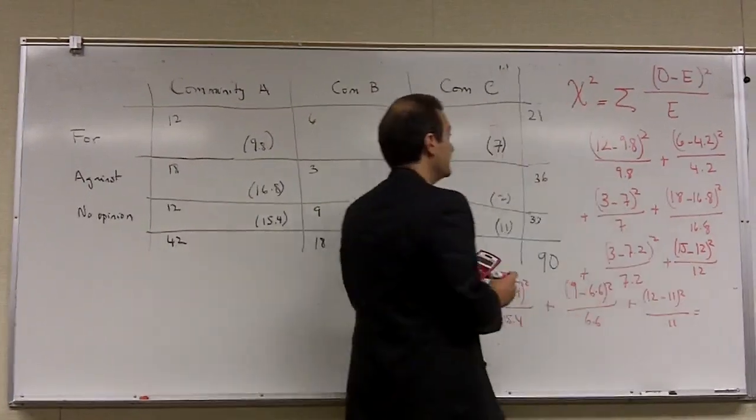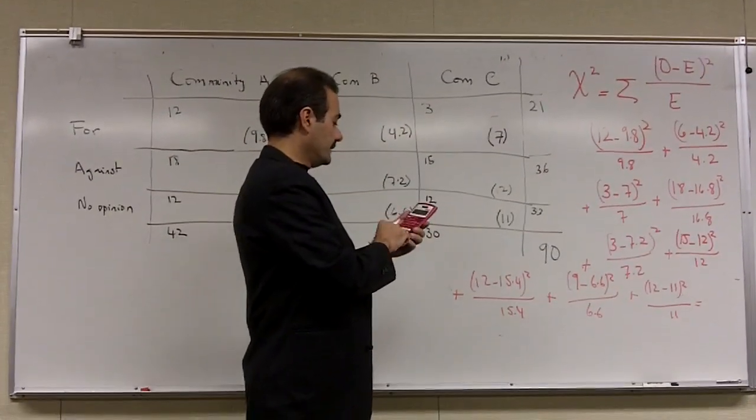So basically, this is your chi-square. So let's do the calculation.